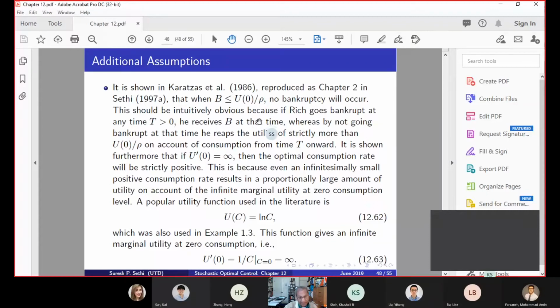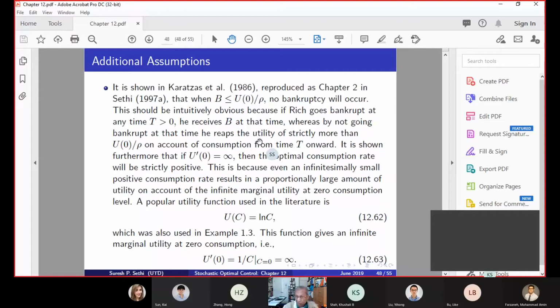Okay, so let's see. One of the conditions that Merton ignores is this condition. He has utility functions where u prime 0 is not infinity. If u prime 0 is infinity, Karatzas et al. have shown that C can never become 0. That C will always be above 0. And if it's always going to be above 0, then Merton is saved. But wherever it is not, then Merton is not saved. These solutions are totally wrong. This was not recognized for a long time.